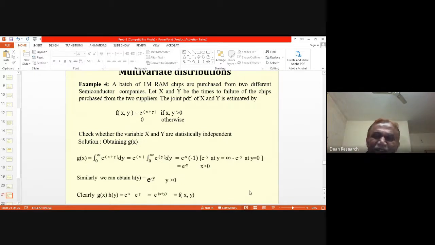See here, g of x, you know the formula, integral of f of x comma y dy. You'll have to integrate out y between 0 and infinity, because both x and y are ranging from 0 to infinity. If you integrate, I'm taking out e to the power of minus x, because it is constant with respect to y. So integral 0 to infinity e to the power of minus y dy. Okay, and some of you may remember, integral of e to the power of minus y is same as minus 1 into e to the power of minus y. Am I right? People from maths.